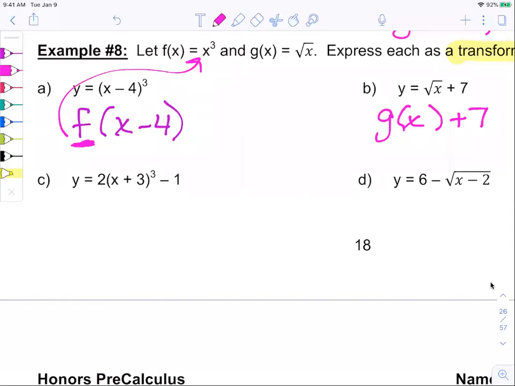So if we look at letter C, we have 2 times the quantity x plus 3 cubed minus 1. Olivia, do you think you could try and write this as a function?